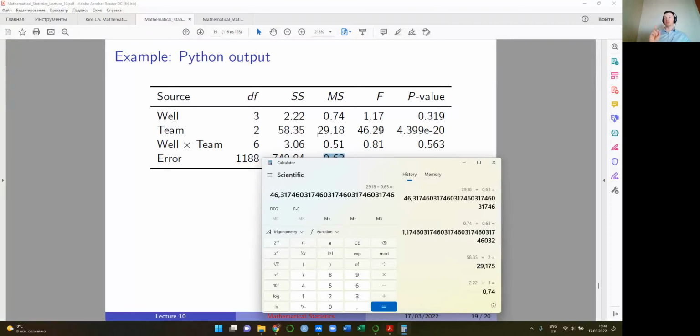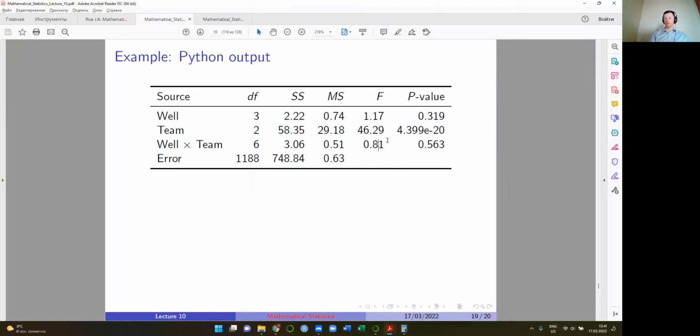So at least you need to understand how to get these f values. You will never calculate these mean squares by hand, but you need to know how to calculate the f values. And here I decided to put p-values instead of f criticals. For every one of these f values, we must have its own f critical because degrees of freedom are different. But instead of this, we can use p-values.